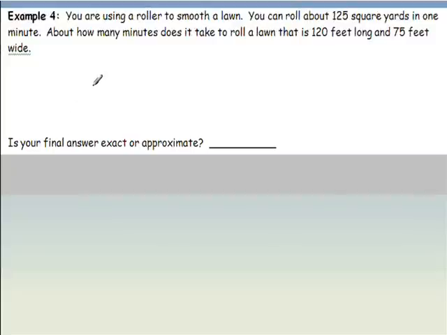Word problems. You are using a roller to smooth a lawn. You must have a highfalutin lawn if you need to smooth it with a roller. You can come over to my house and roll my lawn smooth.